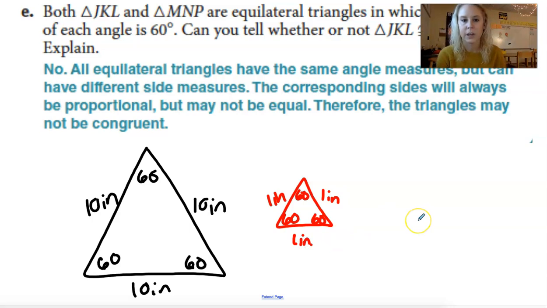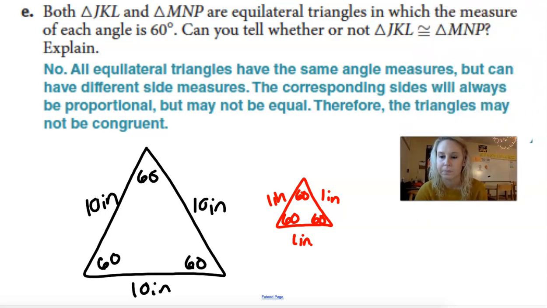Okay, so just because it's an equilateral triangle, you do not know that it is congruent because it can be a big triangle, it can be a small triangle. Okay? All right. Let me know if you have any questions on congruent parts and corresponding parts of a triangle. But that's it, and thanks for watching. You can practice.